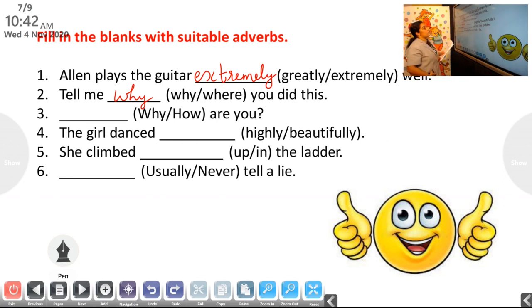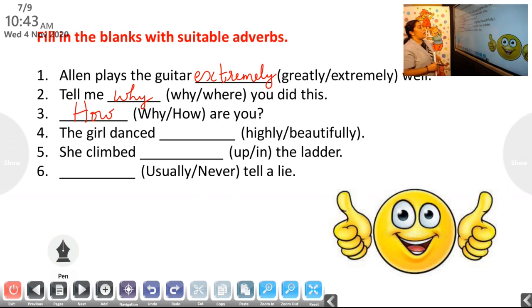Next one. Dash are you. Why are you or how are you? What's the correct answer? Yes. How are you? Write H in capital letter. This is the interrogative adverb. First one is adverb of degree. Second one is relative adverb. Third one is interrogative adverb.